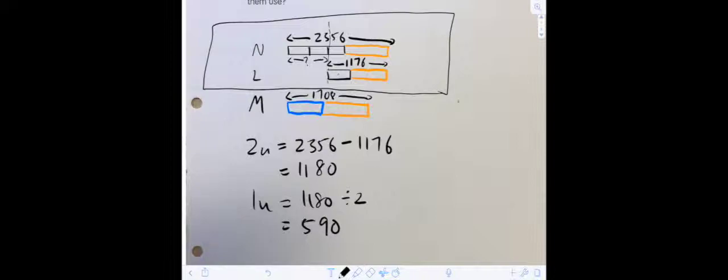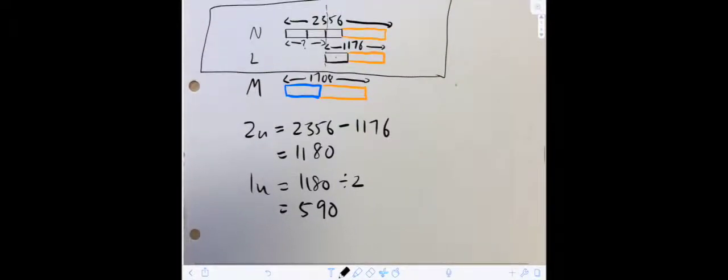Can we find what's the orange unit now? Very easy, look at Lydia. Lydia here is 1176 for the total of Lydia. Take 1176 minus off the 1 black unit, you get the 1 orange unit, just to make it clear. 1176 minus 590, by right your answer should be 586.